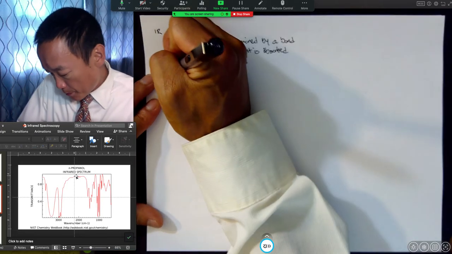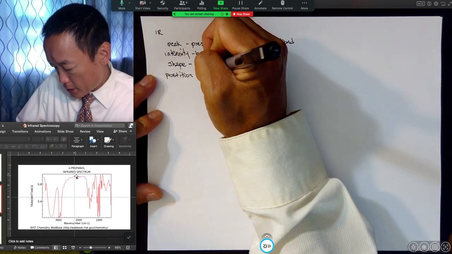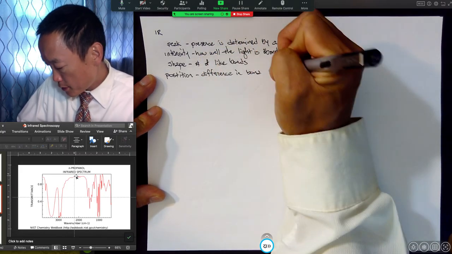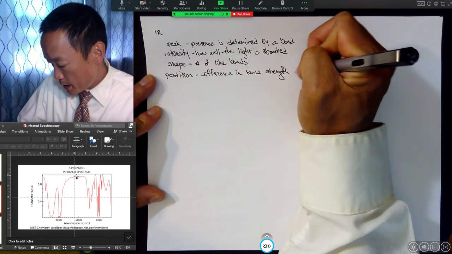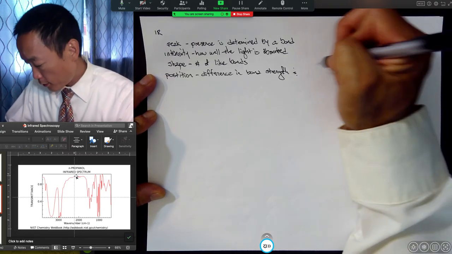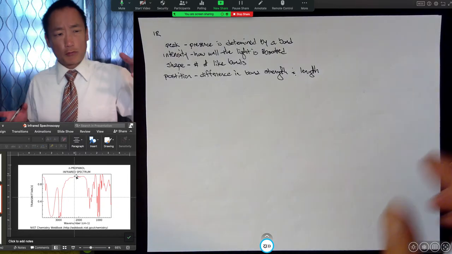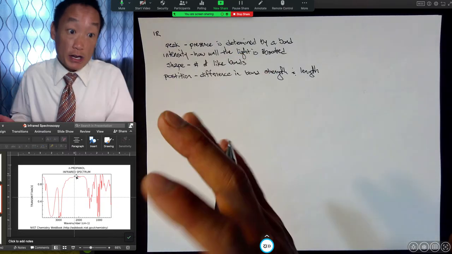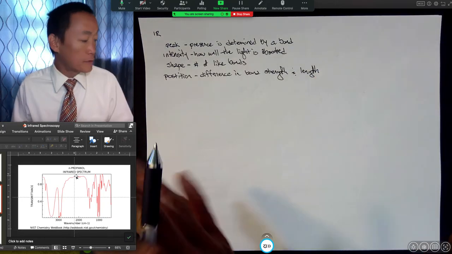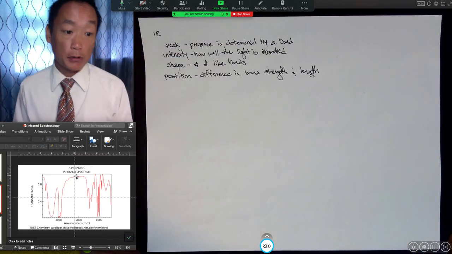And then the position of the peak is determined by differences in bond strength and length. And so when we're looking at the IR, I want to make sure you understand why I see a peak and why I see where it is in the shape that it is. If you know everything about the instrument that I just told you, this is what dictates the overall shape and position, or the presence or appearance.